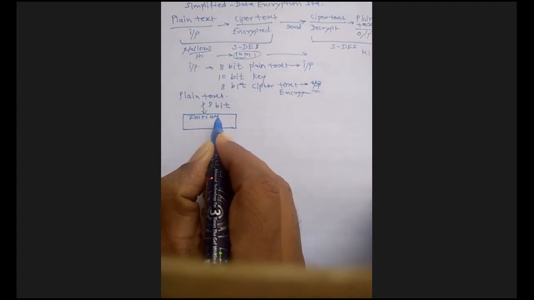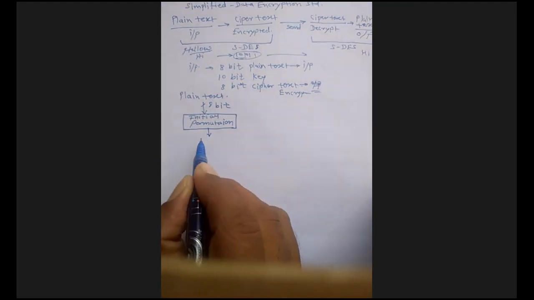Initial permutation. So what is initial permutation? This is one matrix, not the matrix, the numbers they have given for the initial permutation. Once you have done this initial permutation, then you have to transfer this into the key.